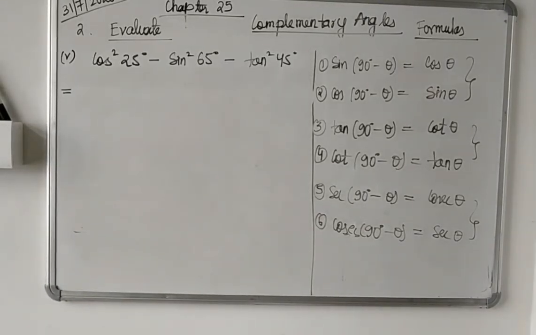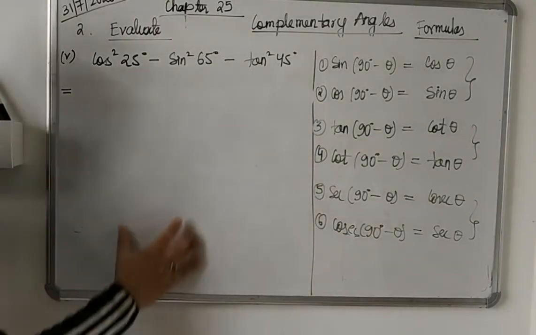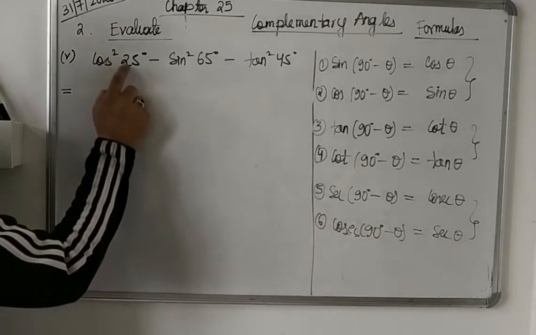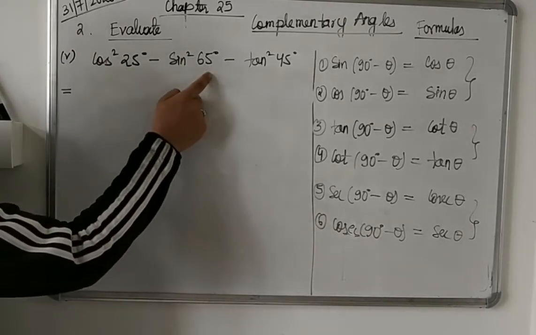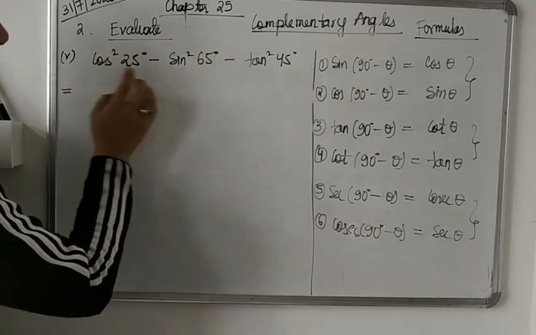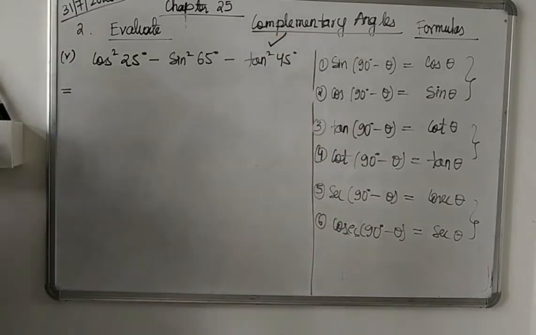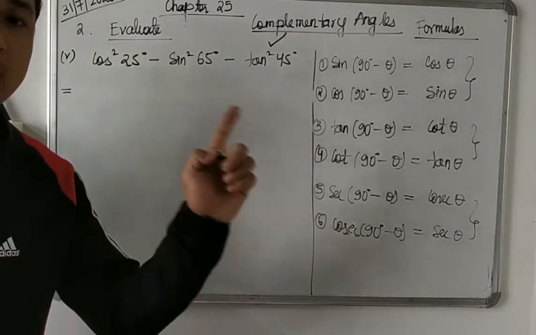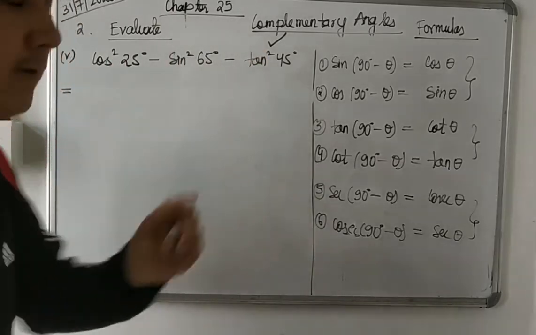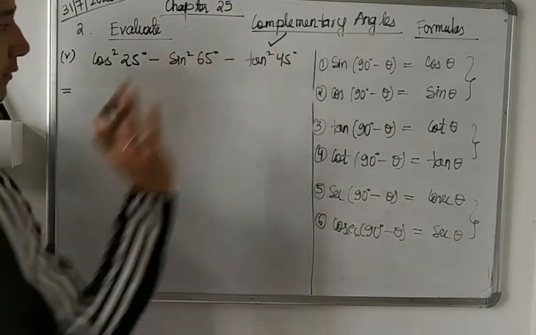Alright, the next sum is question number 2, part 5. First I'll explain you, then pause the video, I'll write down the process, and then I'll explain you again, okay? So cos square 25 minus sine square 65, tan square 45, okay? We'll check one by one. Now by the way, tan square 45, this is a standard angle. The value for tan 45 was 1. Please check the table. If you don't remember, the value for tan 45 is 1, okay? And now, so therefore, tan 45 is done.